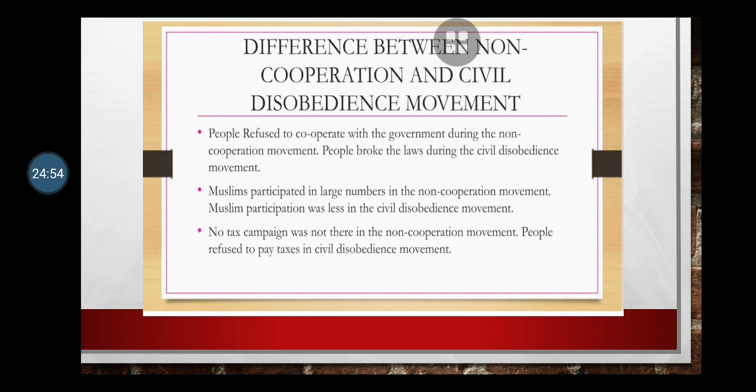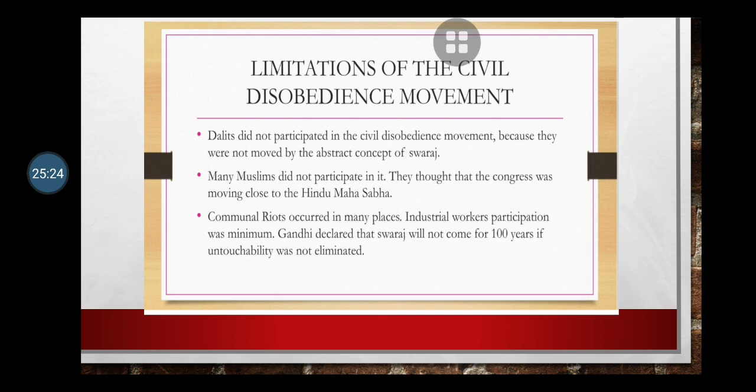Muslims participated in large numbers in the non-cooperation movement because there was the Khilafat movement also, and Muslim participation in the civil disobedience movement was very less. Muslim participation was low because of the lukewarm support from the Congress. No tax campaign was there in the non-cooperation movement. People refused to pay taxes in the civil disobedience movement.